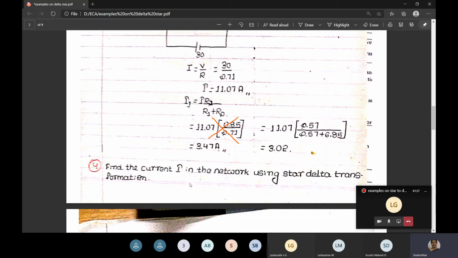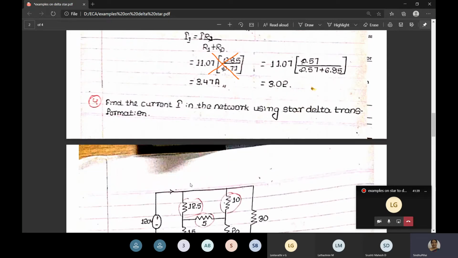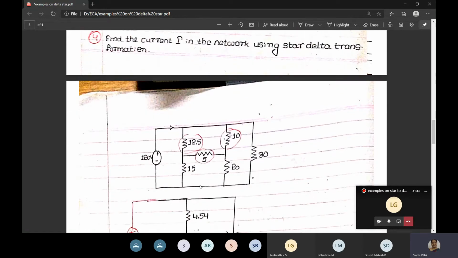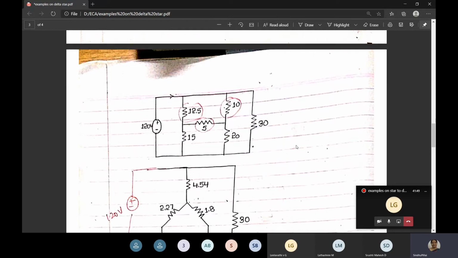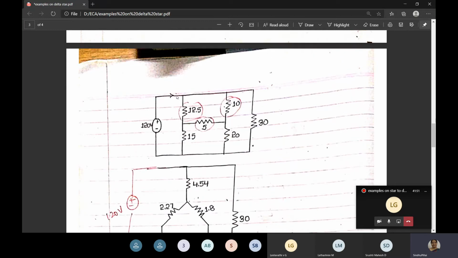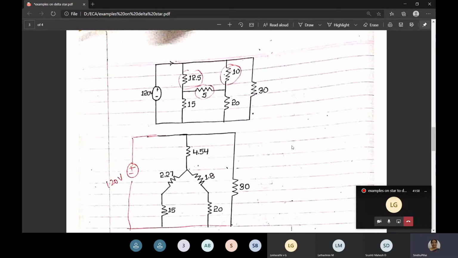Okay, next problem is to find the current I in the network using star delta transformation. Here the arrow mark is given, that is the current I you have to find out. There are also many methods of solving it. I have converted the delta, I have just put a circle here: 12.5, 5 and 10. This is one delta that is converted to star. The star will be like 2.27, 4.54, 1.8.